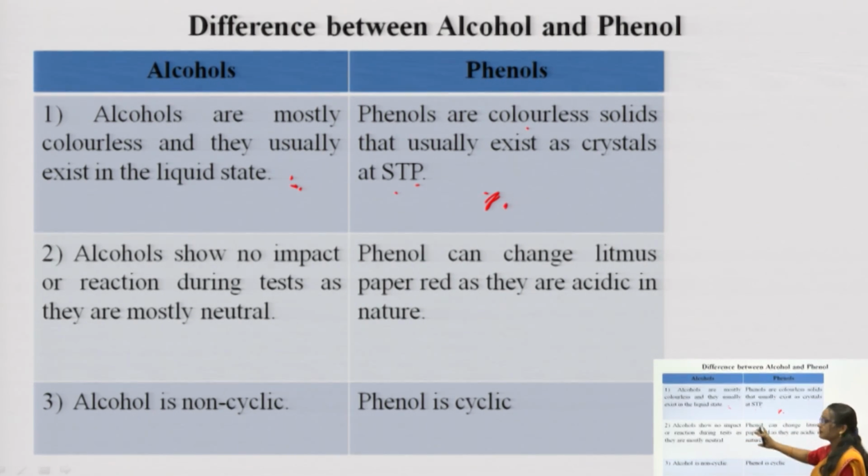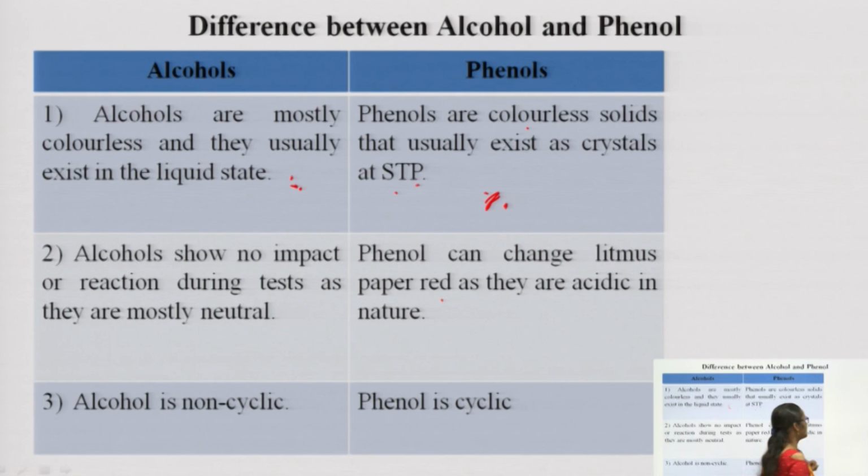Next, there is another very important difference between alcohols and phenols. When alcohol is placed on blue litmus paper, it does not change to red, but phenol can change litmus paper to red. Why? Because phenols are acidic in nature. That is a very good difference. You must keep in mind that phenols are acidic in nature and alcohols do not show any acidic character, since they do not change blue litmus to red.